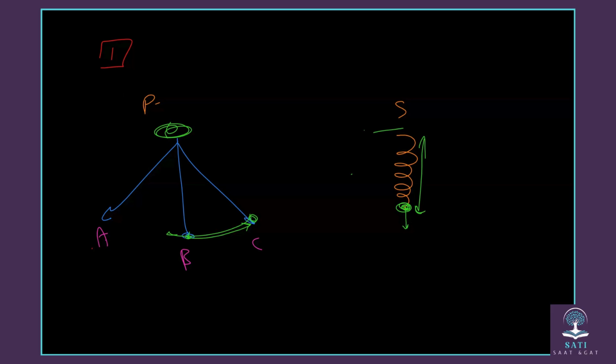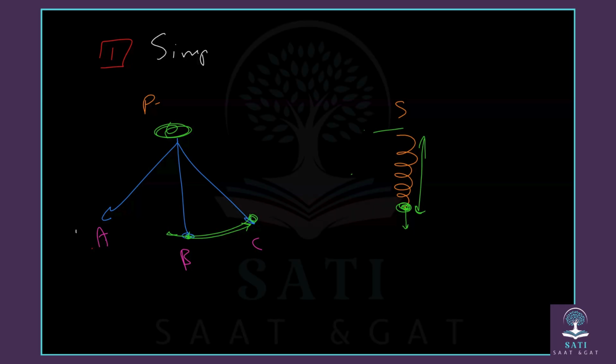So simple harmonic motion in general is where the force in that system is proportional to the displacement. The restoring force is related to the displacement. Okay, here now we are going to study these two examples, which are examples of simple harmonic motion.